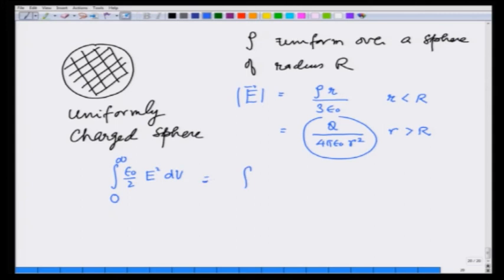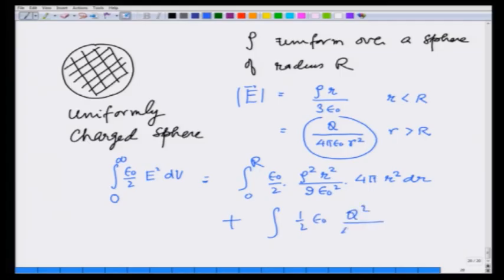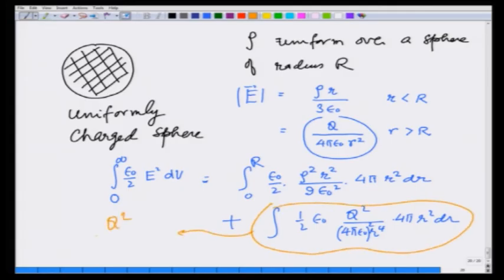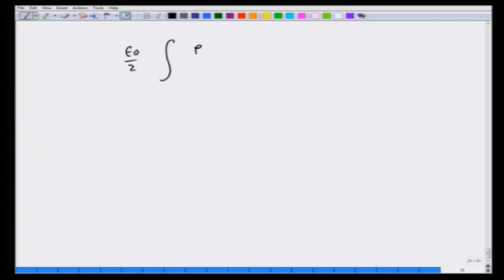So, I can write this as integral 0 to R of epsilon 0 over 2 rho square r square over 9 epsilon 0 square times 4 pi r square dr plus integration 1/2 epsilon 0 q square over (4 pi epsilon 0) square r raised to 4 times 4 pi r square dr. The second integral I just now did in the previous problem. So, this is nothing but q square over 8 pi epsilon 0 R, because this limit is from R to infinity. So, it is only the first integral that I am going to calculate now, which is epsilon 0 over 2 integration rho square over 9 epsilon 0 square r square times 4 pi r square dr, 0 to R.